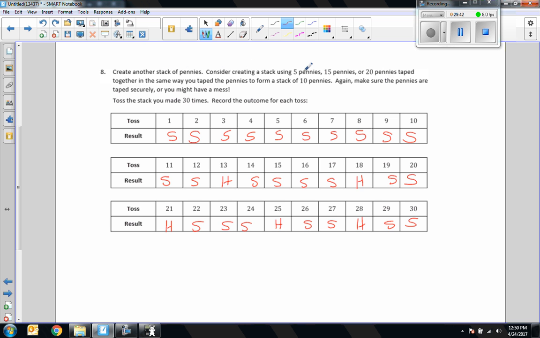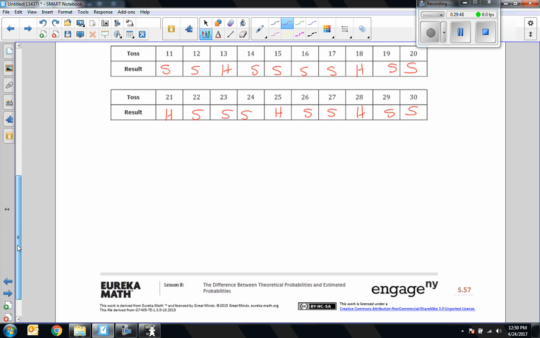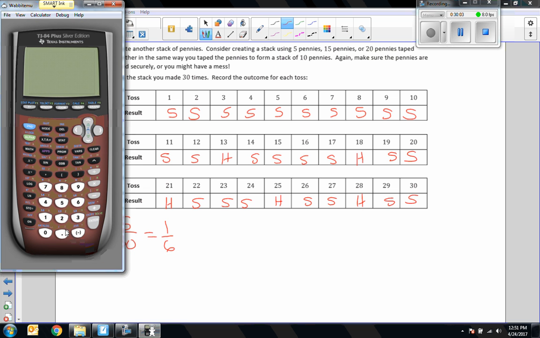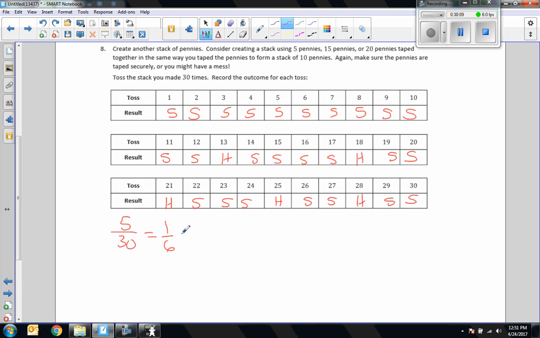Again, the instructions say to create a stack of pennies, toss the stack 30 times, and record the outcomes for each toss, but then it doesn't ask any questions. That's odd, because we saw that heads came up 5 times out of 30, which is 1 out of 6, and if I do that calculation as a decimal, 1 divided by 6 is 0.17.